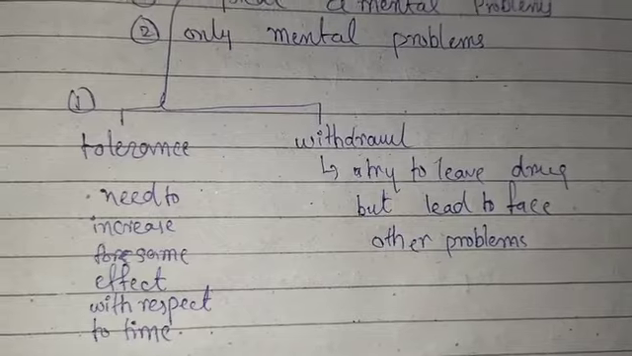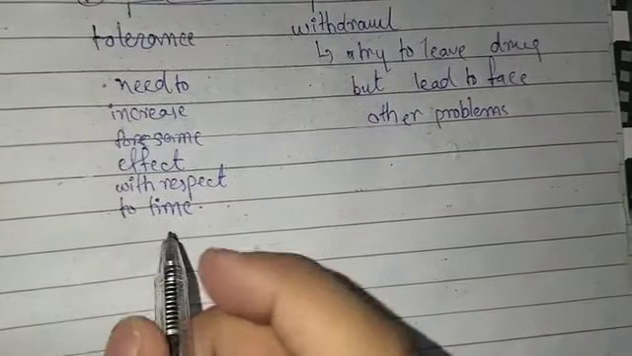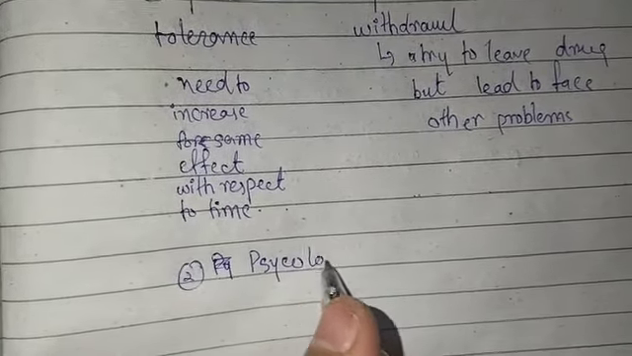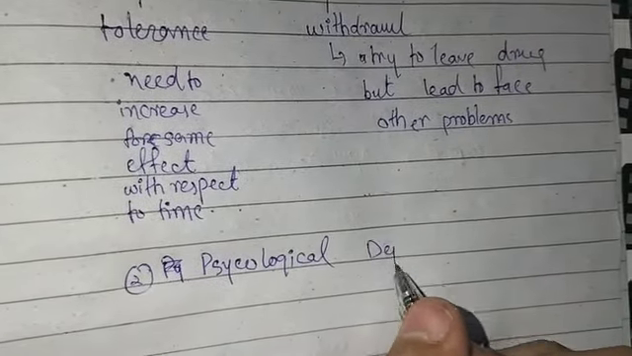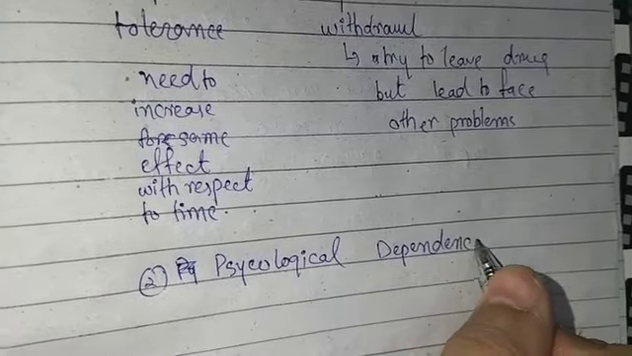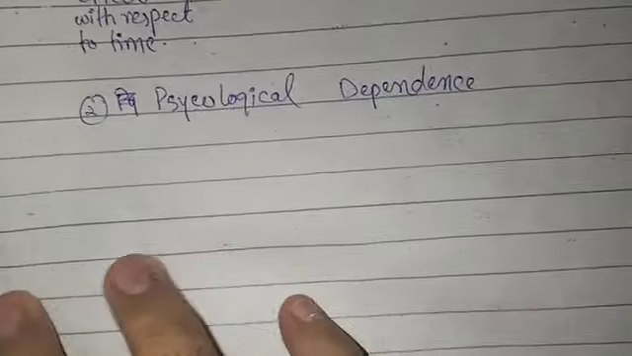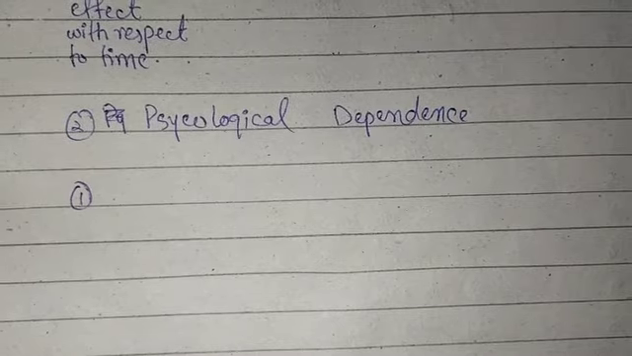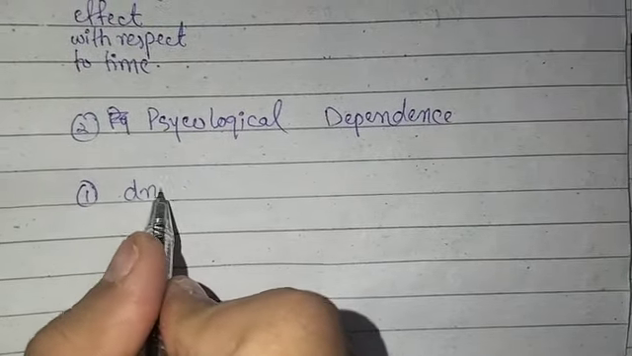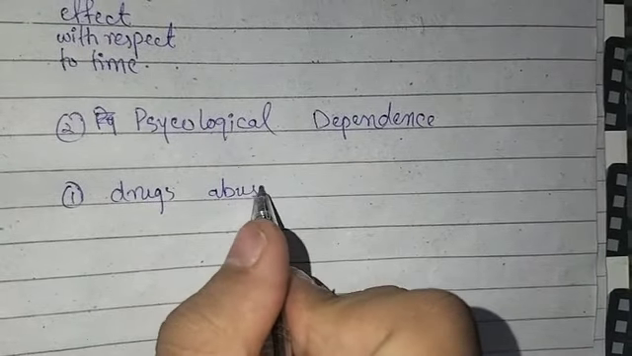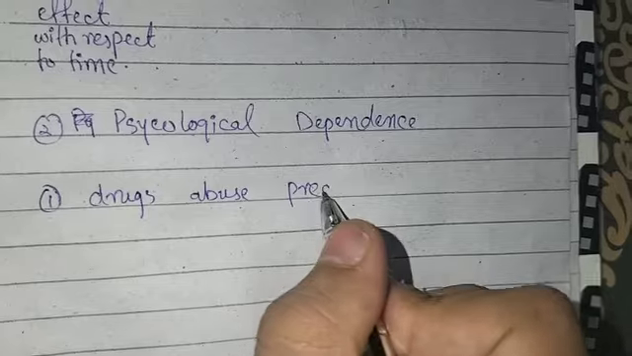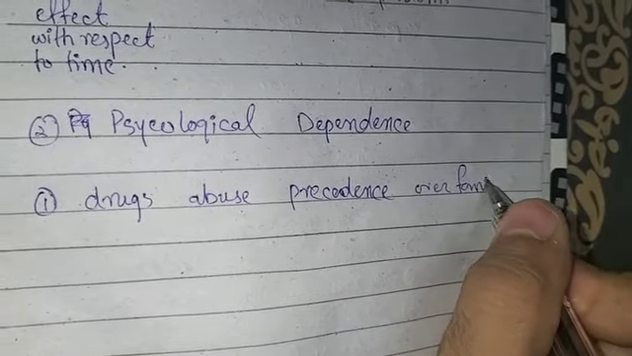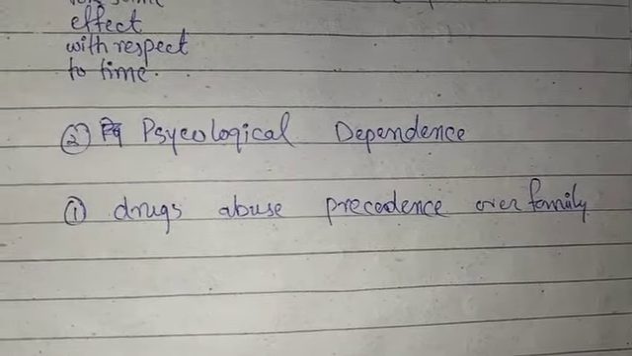And now we will discuss mental problems, or psychological dependence. The first is that substance or drug abuse takes precedence over family, meaning that first in our life comes drugs, then family. It means dependence on the drugs.